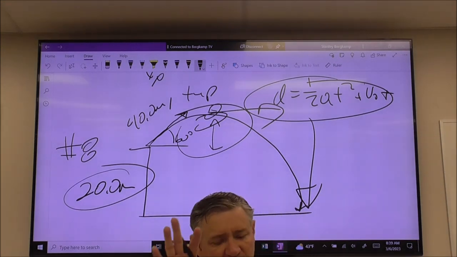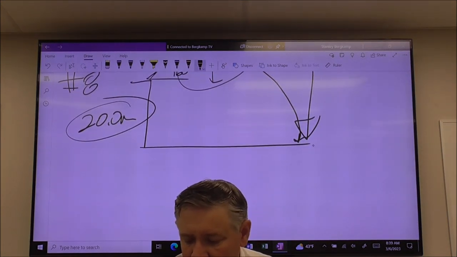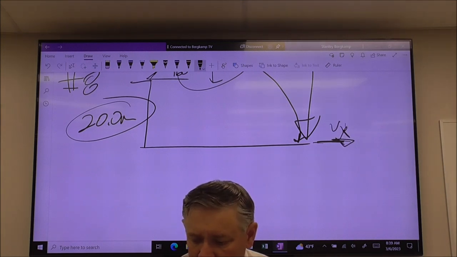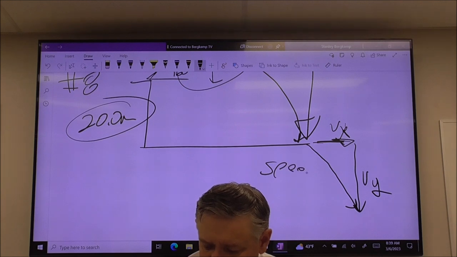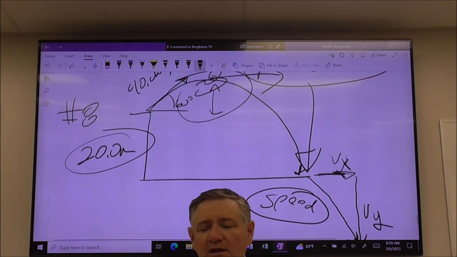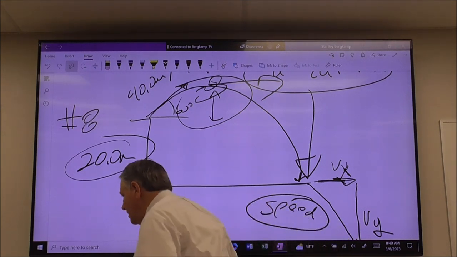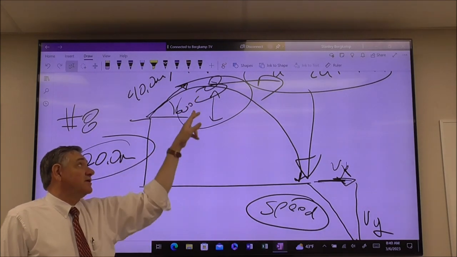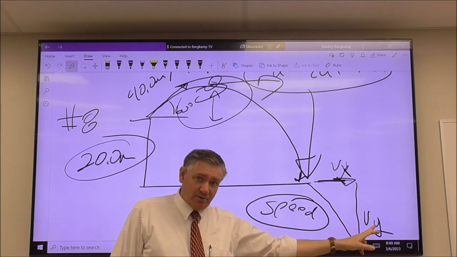So here's what you're ultimately after in this entire problem. When this thing lands, it's going to have a Vx component, and it's going to have a Vy component, and you're trying to find that speed, which is that hypotenuse. Now, this is what I want you to think through. It's going to launch here with some vertical velocity, 20 meters above the ground. It's going to start with some Vy. It's going to land over here with a Vy.